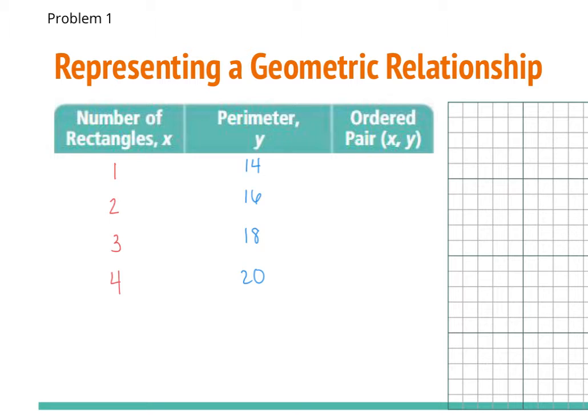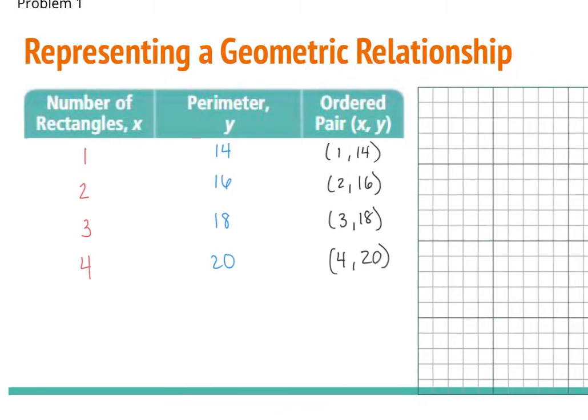So let's go ahead and write it out. Our ordered pair for the first one is 1 comma 14. Our ordered pair for the second one is 2 comma 16. For the third one, it is 3 comma 18. And for the fourth one, it's going to be 4 comma 20.